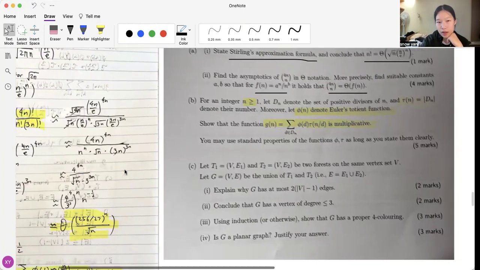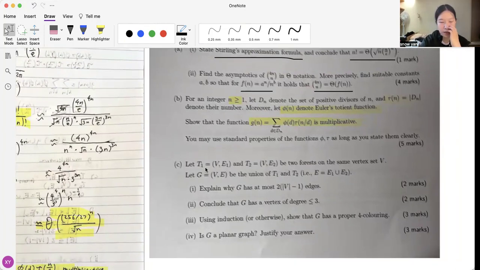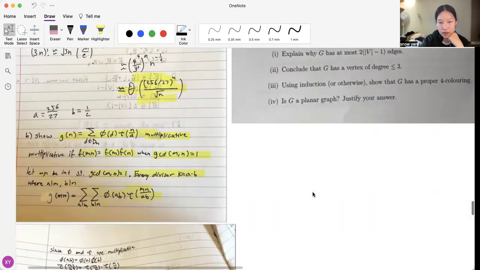Okay, part C. Let T1 equal (V, E1) and T2 equal (V, E2) on the same vertex set. Let G = (V, E) be the union of T1 and T2. Explain why G has at most this many edges.